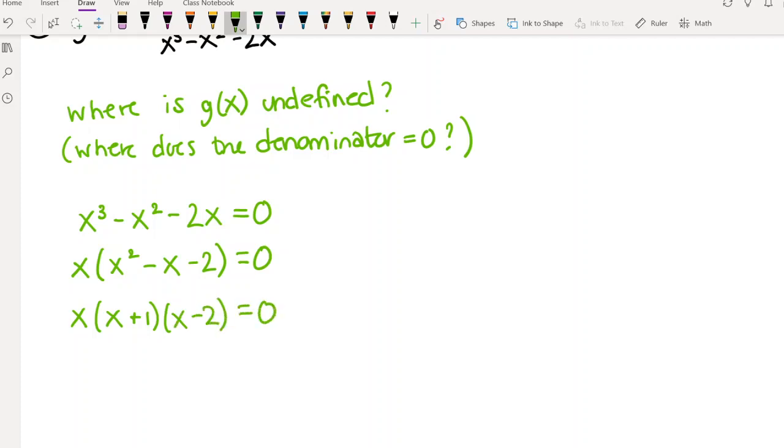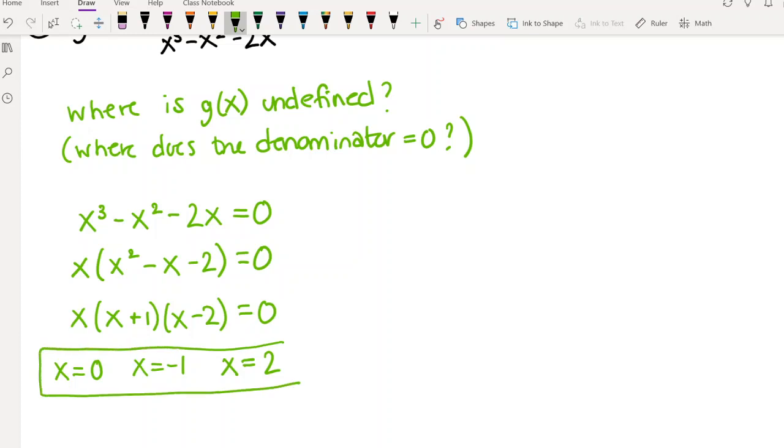And so that tells us that there are 3 different values that could make this 0. If you plug in 0, that's one possibility. If you plug in -1, and if you plug in +2, all of those numbers would make the denominator equal 0. So those are all going to be the discontinuities in the function.